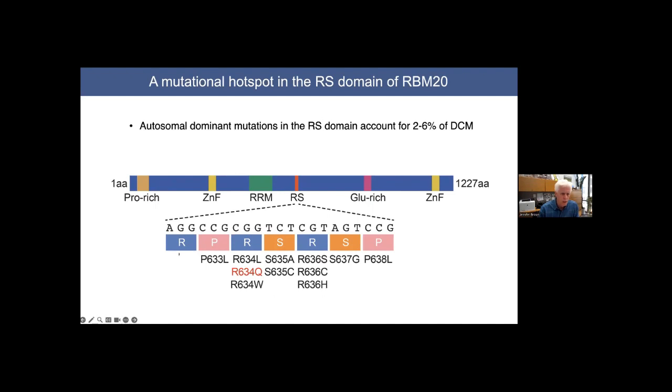This shows the amino acid sequence of the RS domain, and you can see that this region is littered with single point mutations that change amino acid codons in this region, and this disrupts the function of the RS domain. Given the severity of these mutations and their prevalence, we thought that this would be a good platform for us to test our ideas and our technologies for correcting cardiomyopathy gene mutations in general.